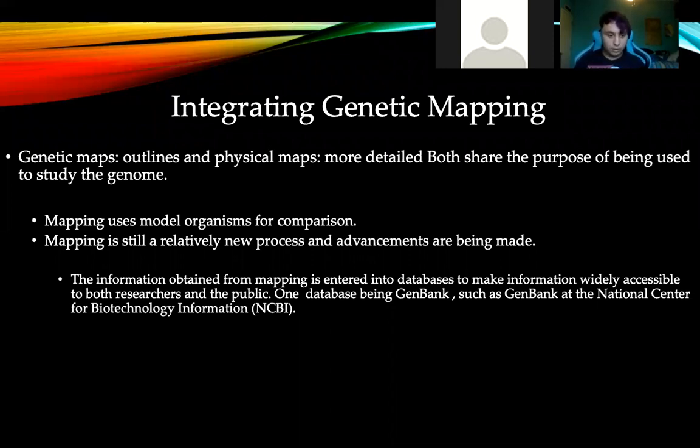Integrating genetic mapping. Okay, so genetic maps essentially give you a rough outline, and physical maps give more detail, but both share the purpose of being used to study the entire genome. Mapping uses model organisms. Model organisms will be explained a little bit later, but they are used for comparison. Mapping is still a relatively new process, and advancements are still being made even now. The information obtained from mapping is entered into databases to make it widely accessible to both researchers and the public. One database is GenBank at the National Center for Biotechnology Information, NCBI. Next slide, please.